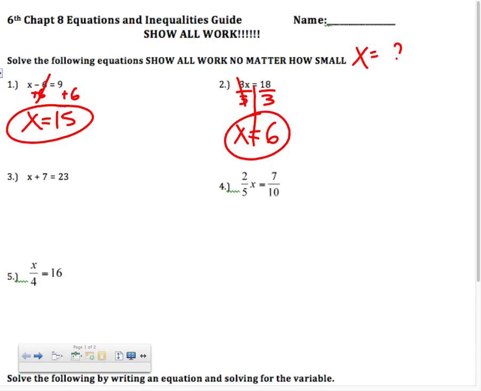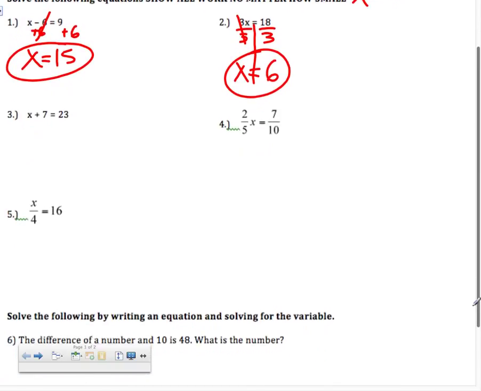Other ones go pretty similarly. I'll draw my line down here. x plus 7 is 23. So to get rid of plus 7, I'm going to subtract 7 on both sides. And again, subtracting 7 and adding 7, those cancel out, because if I add 7 to something and then take 7 away, it's like it never happened. And then on this side, I get 16. Again, look at what's happening to the variable, do the opposite, and you're done.